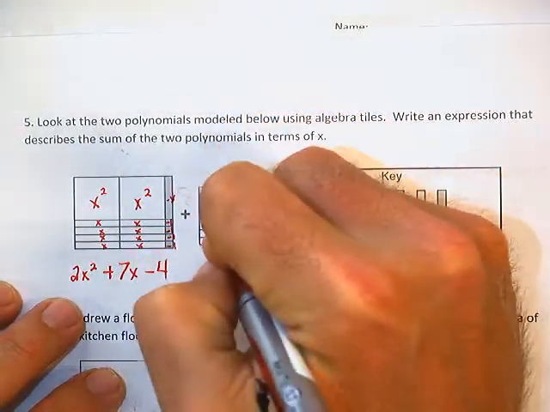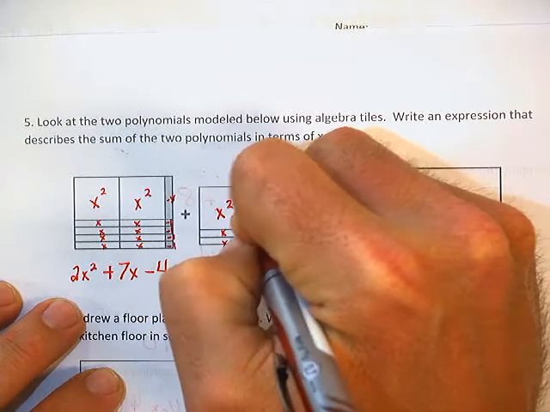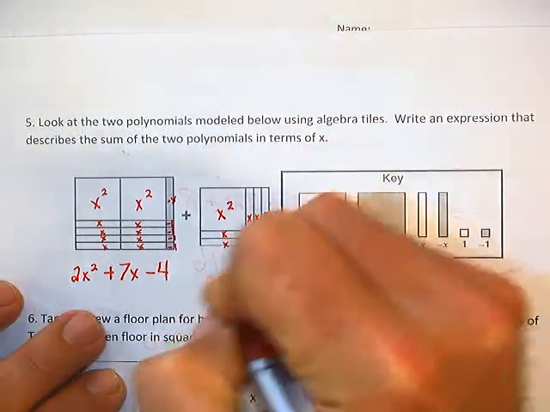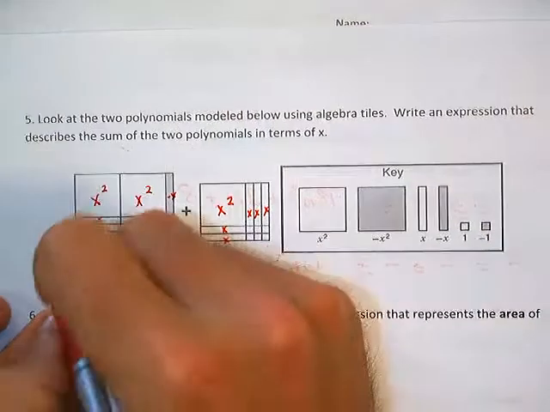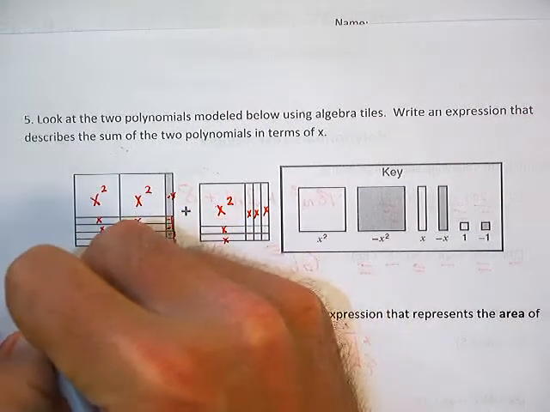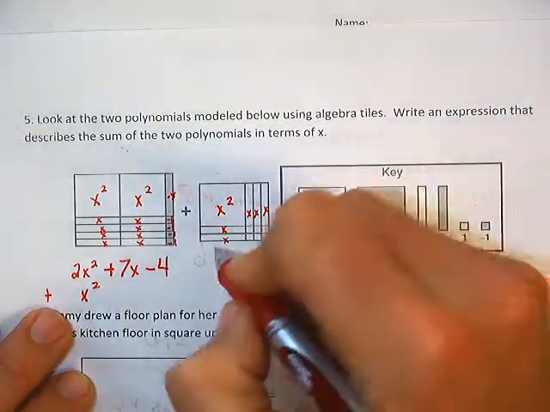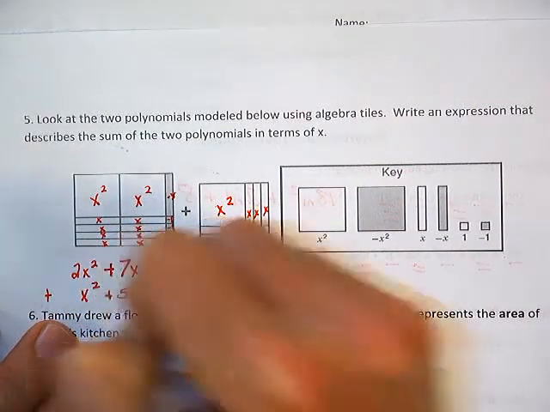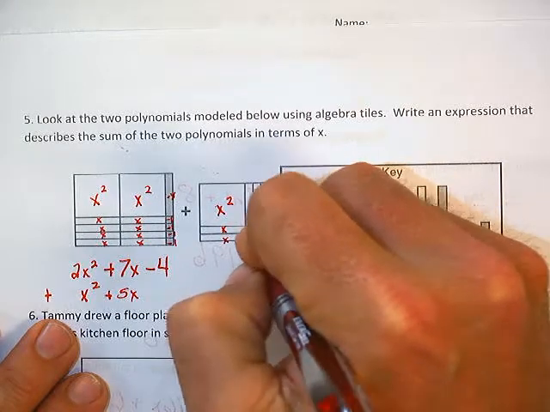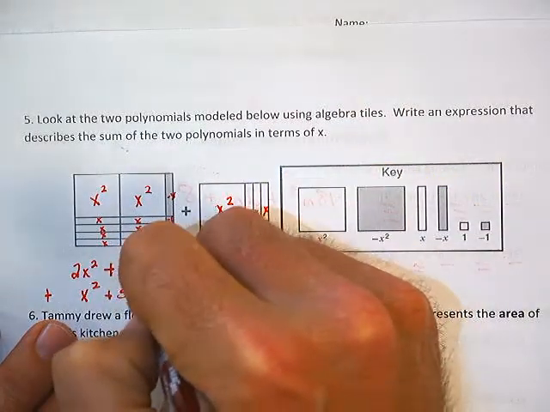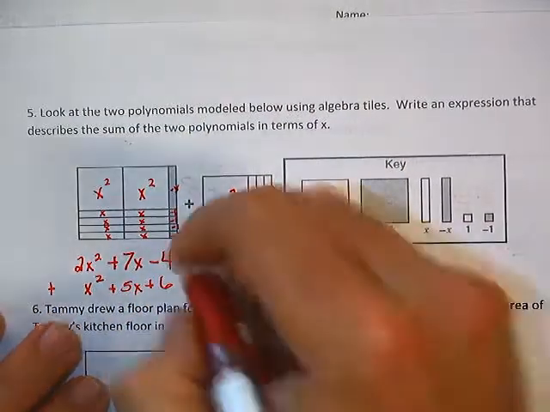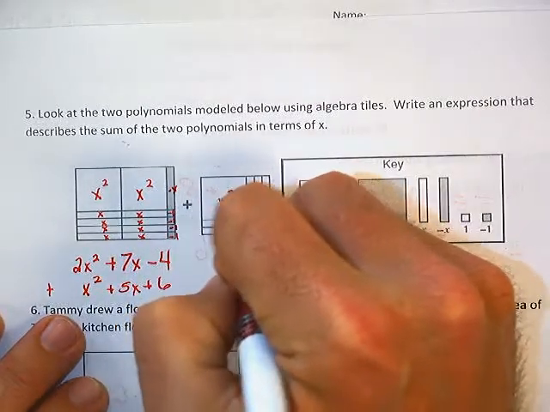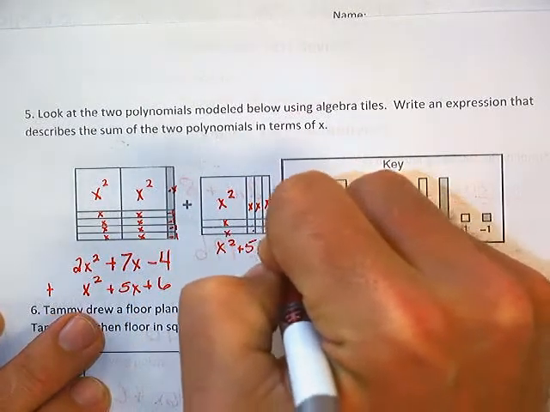Okay, and we're adding it to x squared. We have x, x, x, x, x. So plus 1x squared. And there's 1, 2, 3, 4, 5, so 5x. Plus 1, 2, 3, 4, 5, 6. Okay, so that was x squared plus 5x plus 6.